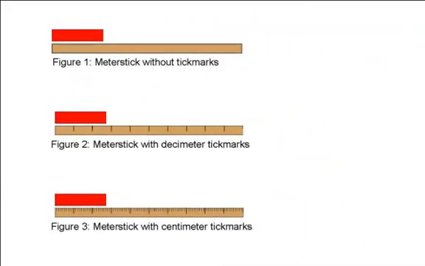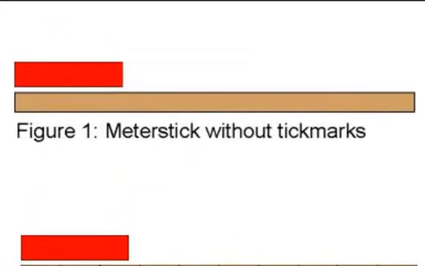Here's another example of how to make a correct measurement. I would like to know how long the red block is, and I have 3 different measuring tools, each one a little better than the one before it. Let's start with figure 1. Figure 1 is a meter stick with no tick marks. A tick mark being the little lines on the measuring tool. It can still be used, but not to any high degree of certainty.